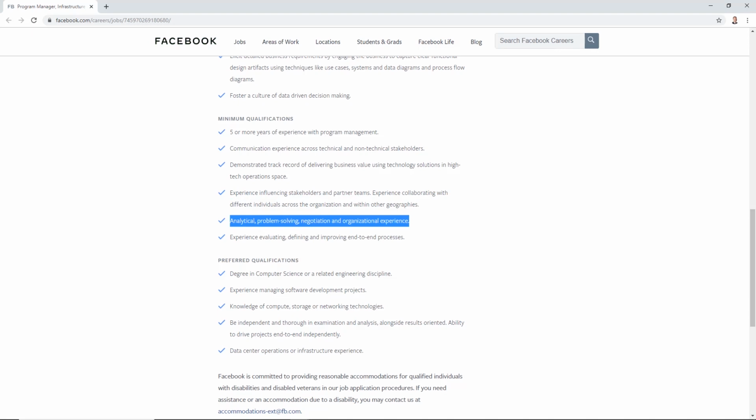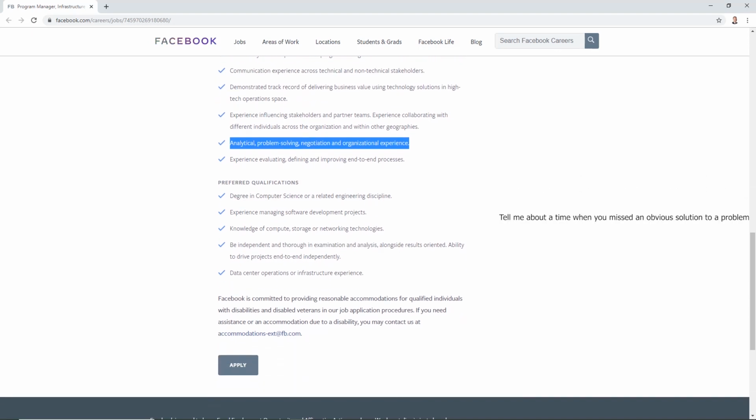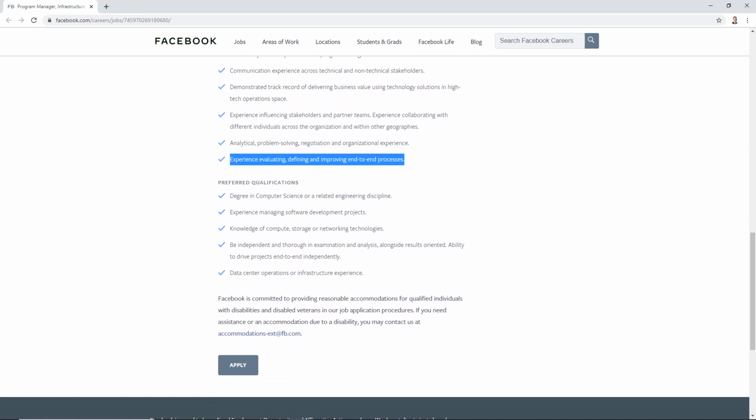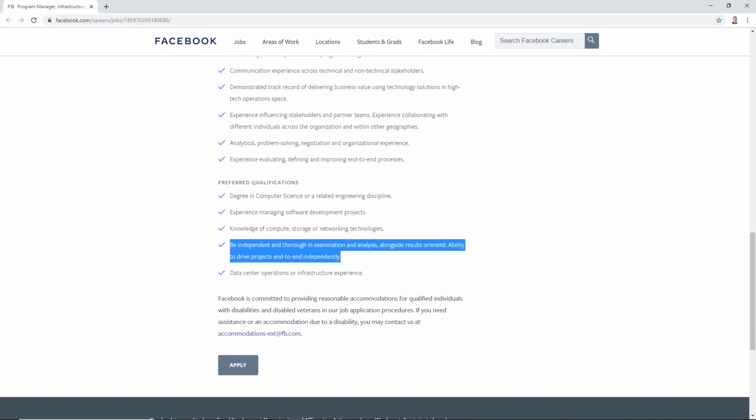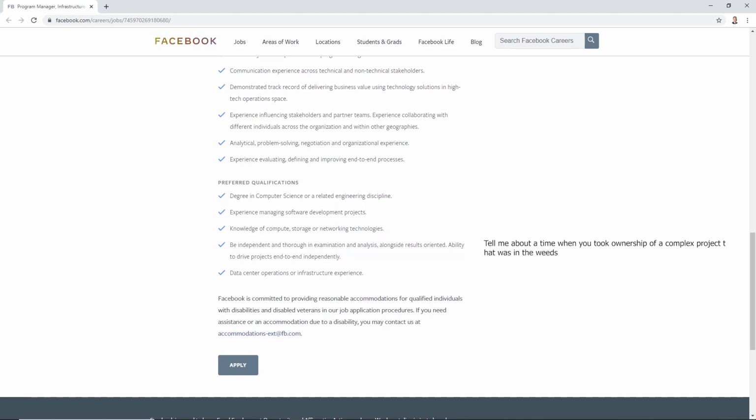Analytical problem-solving, negotiation, and organizational experience. Tell me about the time when you missed an obvious solution to a problem. Experience in evaluating, defining, and improving end-to-end processes. And as you might expect, there's also some overlap for the more important qualities. Be independent and thorough in examination and analysis, alongside a results-oriented ability to drive projects end-to-end independently. Tell me about the time when you took ownership of a complex project that was in the weeds.